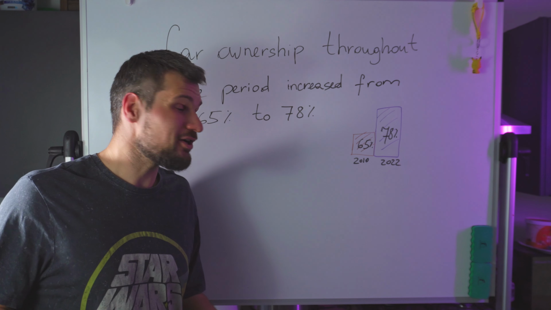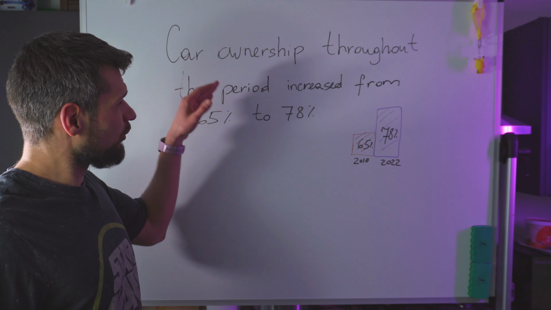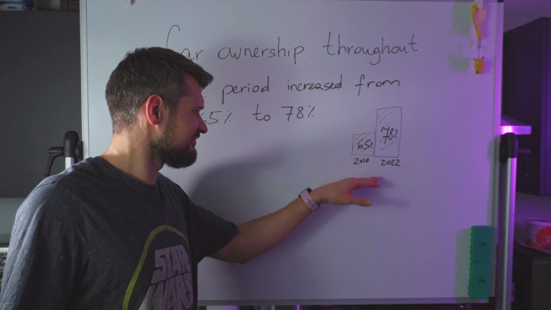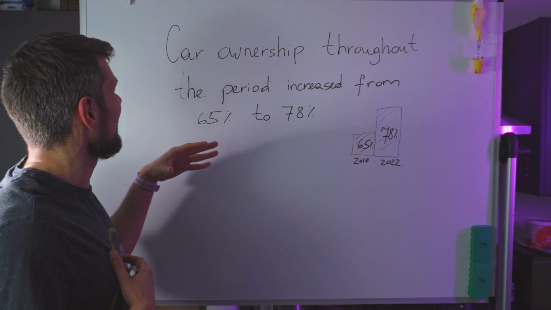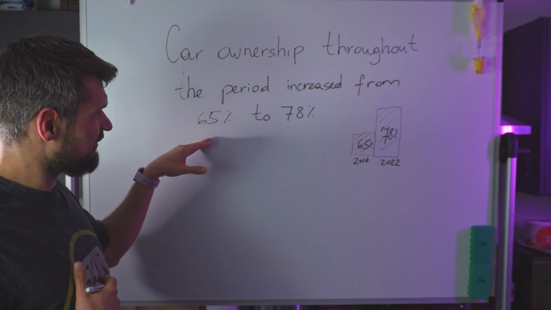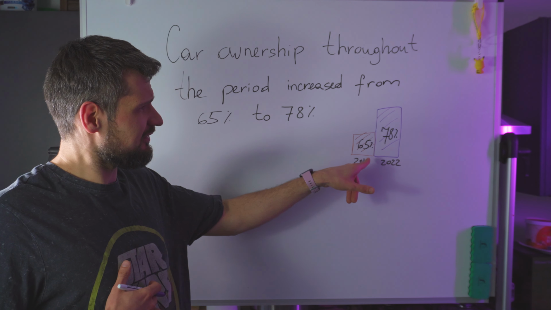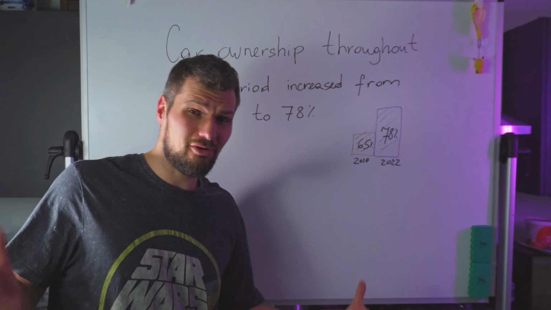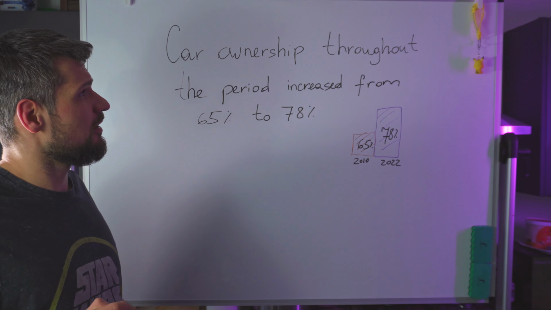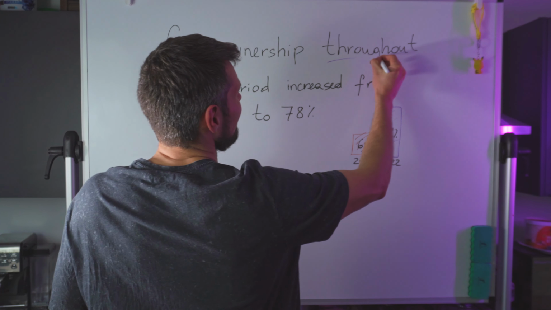Now let's take a look at what's going on here. Car ownership, I didn't include it here in the chart, sorry, that's my bad. Okay, it increased from 65% to 78%. Yes, there was an increase, that's all correct. Now, the issues here.